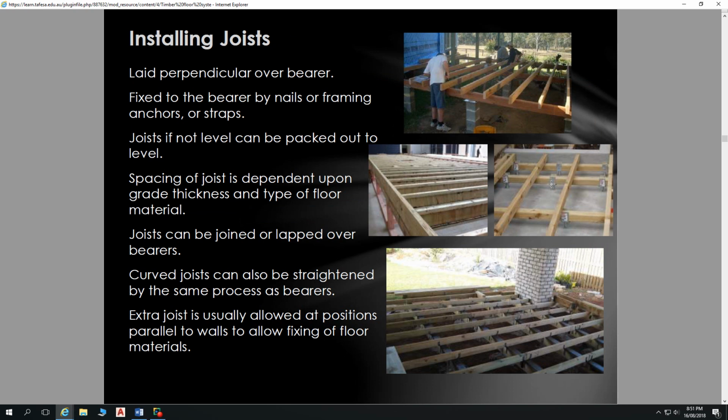And joists go directly over top of our bearers. Joists can be lapped over bearers, so our joists only happen over a point of support. An extra joist is usually allowed at positions parallel to walls to allow fixing of floor materials. That's if it's a fitted floor. If it's a platform floor, straight over the top.